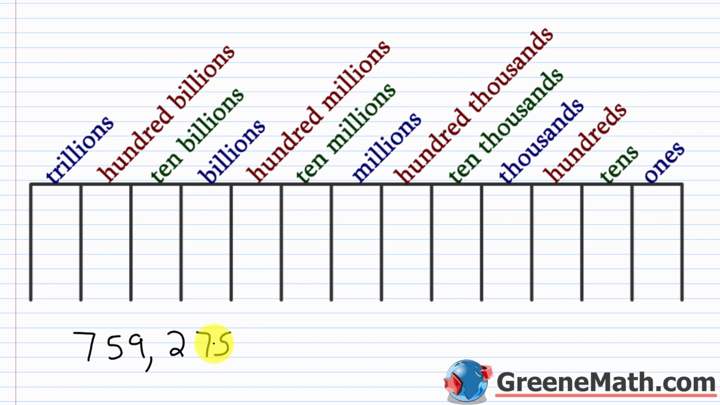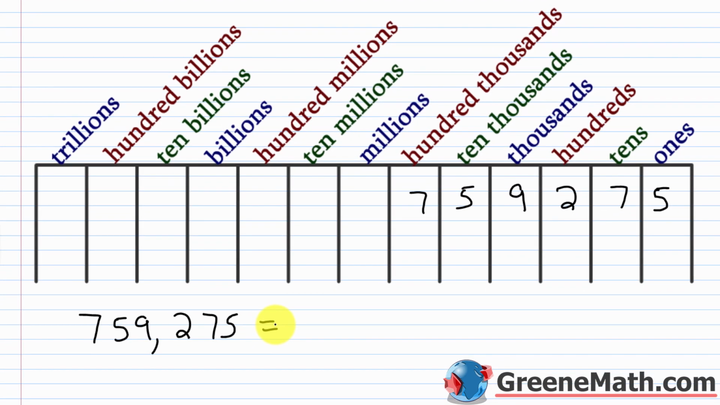So let's feed this into the place value chart. So the 5 goes in the ones place, the 7 goes in the tens place, the 2 goes in the hundreds place, the 9 goes in the thousands place, the 5 goes in the 10,000s place, and the 7 goes in the 100,000s place. So to write this in expanded notation, again, we form the sum of each digit multiplied by its corresponding place value.